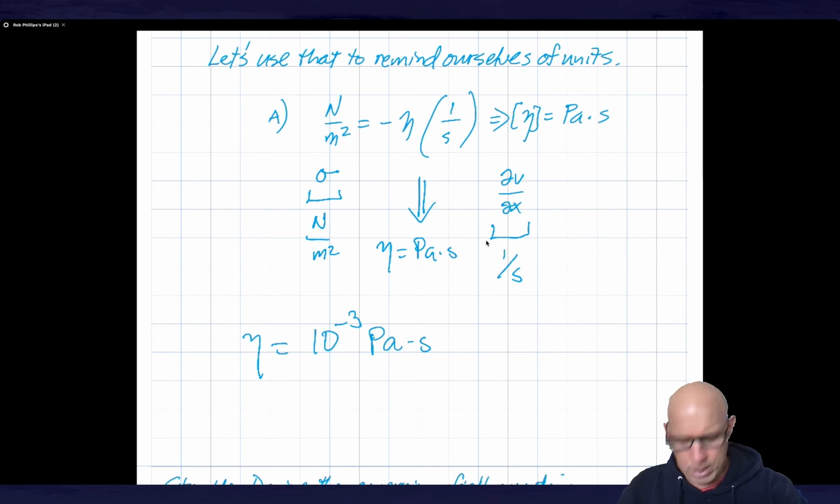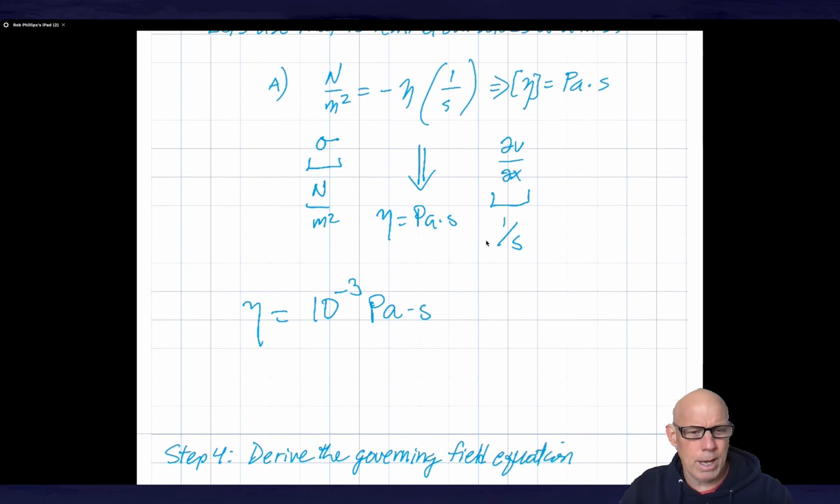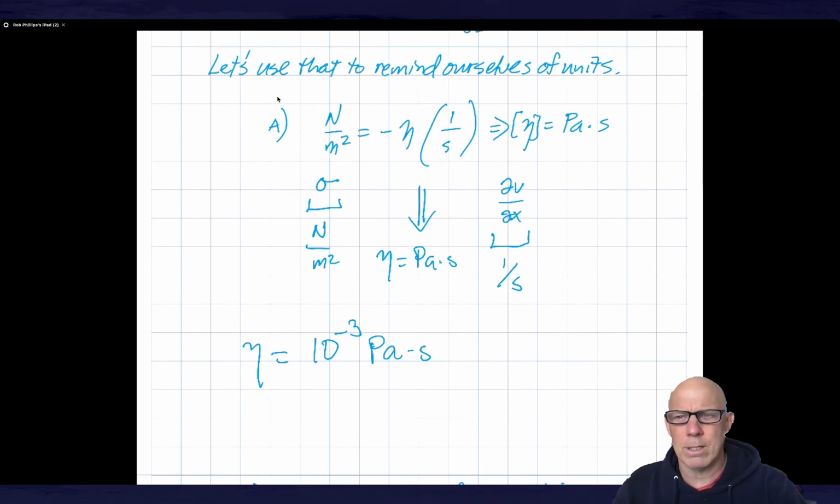So this is what I wanted to say about the stress. Now what we're going to do is in the next vignette, we'll derive the governing field equations. That's where we are.